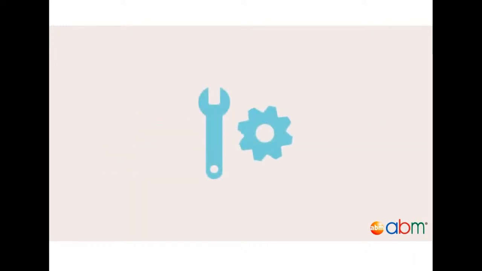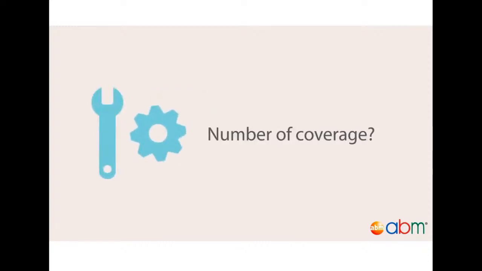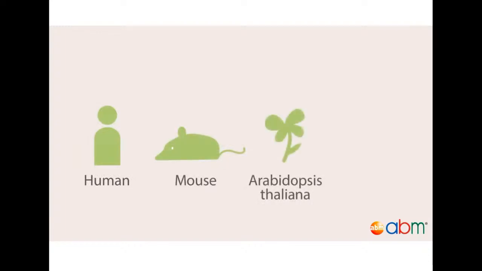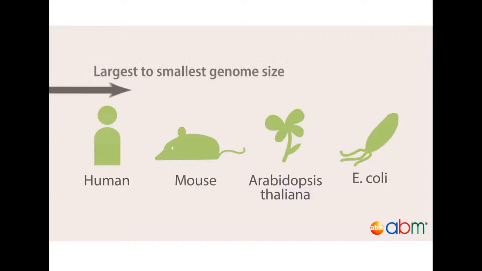In order to be able to showcase and compare the different technical aspects of each of the above technologies, the coverage that each run generates when sequencing the whole human, mouse, Arabidopsis thaliana, and E. coli genomes is calculated and presented here. The presented data is based on the most powerful machines of each technology. Further details can be found on our knowledge base.